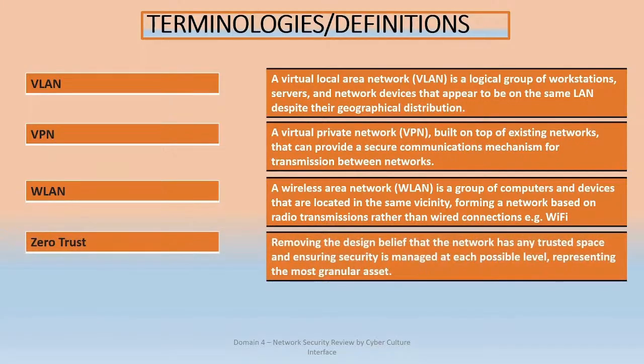Then we have the concept or terminology called zero trust. Zero trust is when you remove the design belief that the network has any trusted space, and ensure security is managed at each possible level, representing the most granular access. So zero trust is basically saying that when someone or a device is working on the network, every time the device is trying to access information, it will have to go through a check. The network assumes that the device is not trusted, basically.